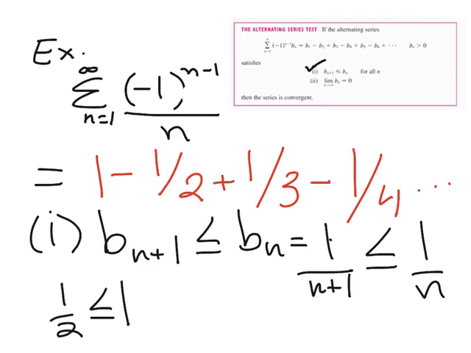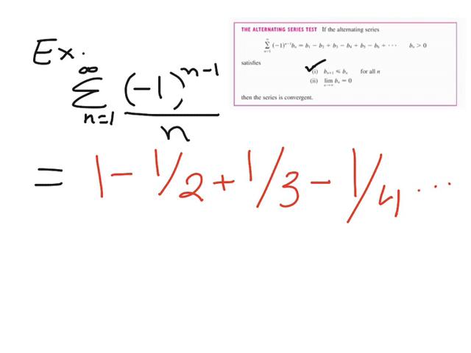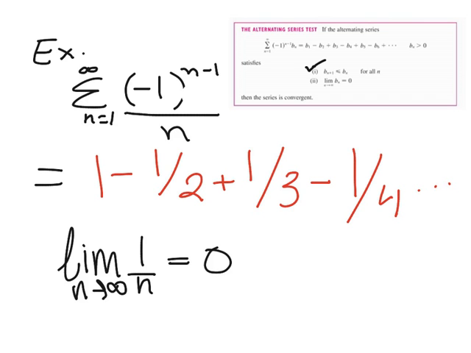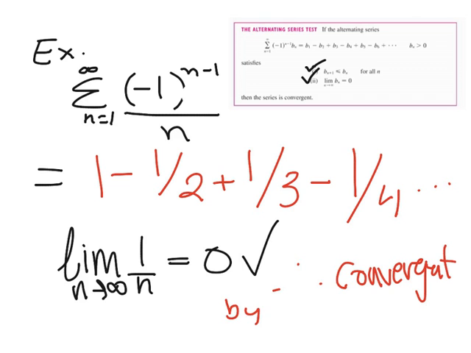The second condition, which is checking the limit: we can see that the limit of 1 over n as n goes to infinity is equal to 0, which satisfies the second condition that we have here, concluding that the series here that we have is convergent by the alternating series test.